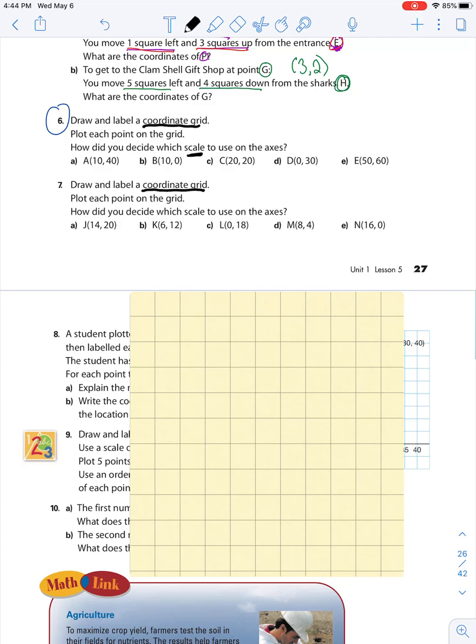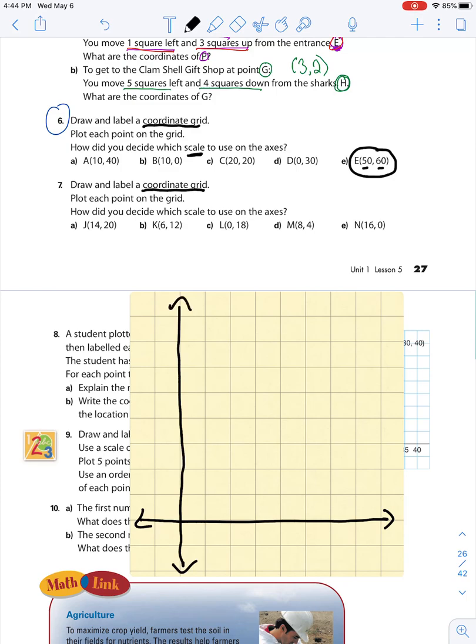Okay, so first of all, I need to decide on what scale I'm going to use. The tip I gave you is we have to look for the biggest values. So we have 50 and 60. I usually start a little bit away. I'm going to draw in my axes like this, always extending in either direction, so we should always draw arrows. The other thing we must do is label the X and label the Y axis.